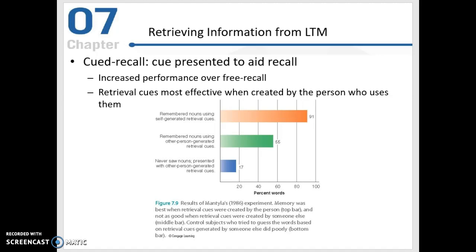And so you can see here that at that top level with the orange bar, that is the nouns that were remembered using the self-generated retrieval cues. And so when people generated their own cues, they performed better than if they were using cues from someone else. It also makes sense when we think about elaborative rehearsal and how we are the ones providing a self-reference, or we are elaborating. It's easier to remember.